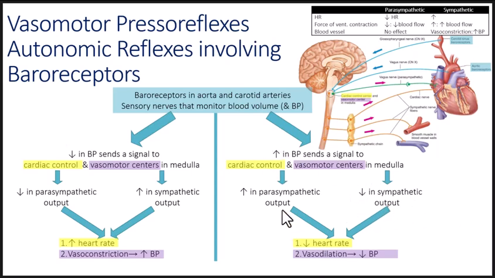Now, more specifically, what is it that's happening? Well, one of the things we're going to see, if we look back here, is that the output, this motor output, is going to travel to the heart, and it's going to signal the heart to slow its heart rate. Now, why is that important? I need you to kind of think about what I'm about to say to try to understand it.